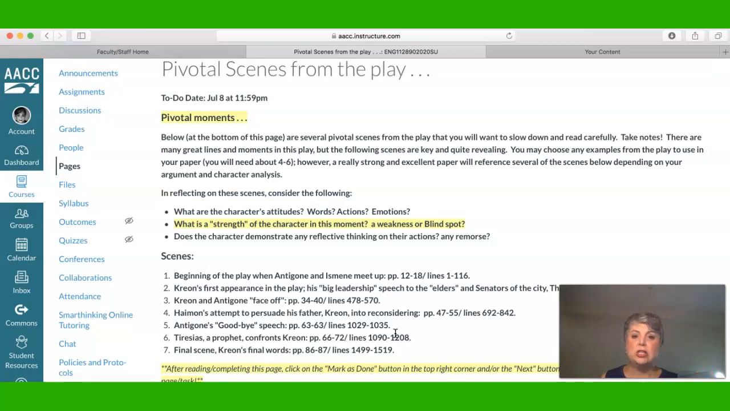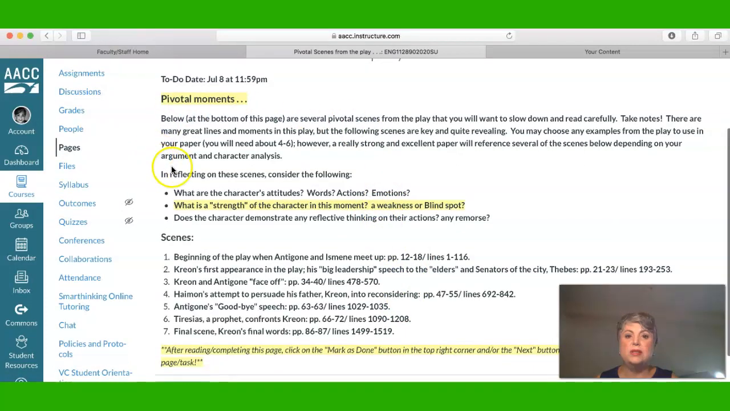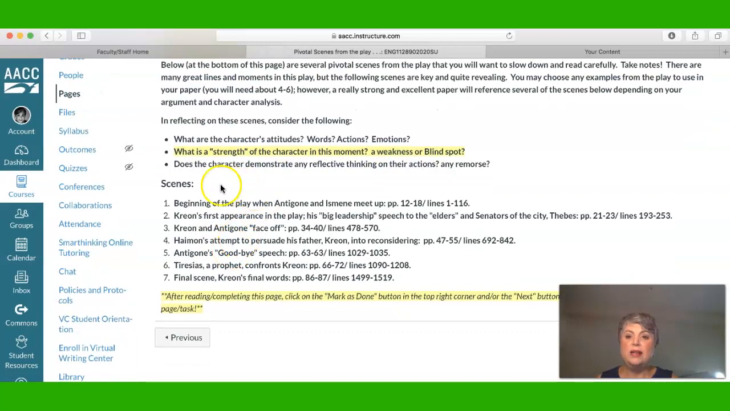So as you can imagine, there are lots of really great moments and scenes. But what I've provided on this page are 7 really pivotal or key scenes. And these are scenes where I think you need to slow down, read them carefully, and make sure you take notes on these scenes. I also think that any really strong, excellent paper is going to reference a couple of these scenes, depending on the character you're writing about and your argument.